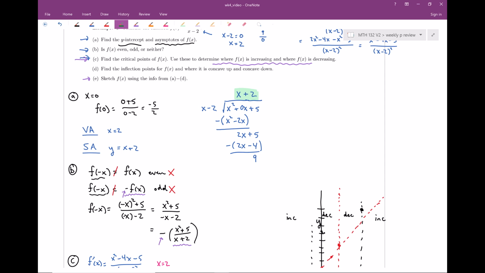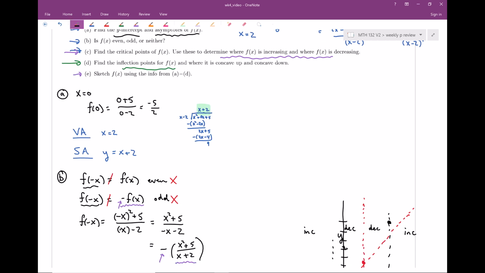All right, so finally for part D, we want to find the inflection points for f of x and where it is concave up and concave down. Inflection points, remember, this is an exploration of the second derivative. Increasing, decreasing, that's all about the first derivative. Inflection points, that's all about the second derivative. And we can use that information to figure out where we have concave up and concave down.